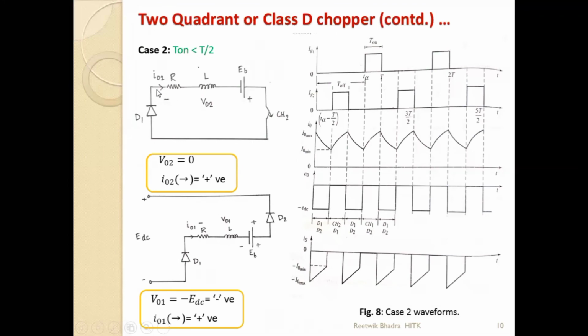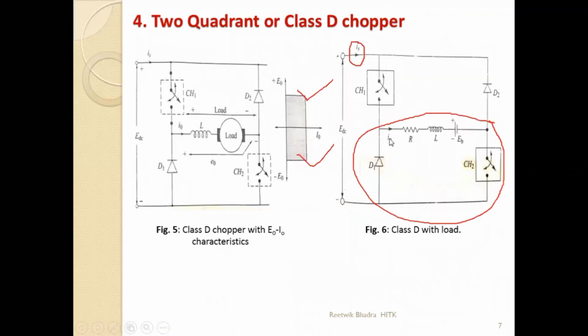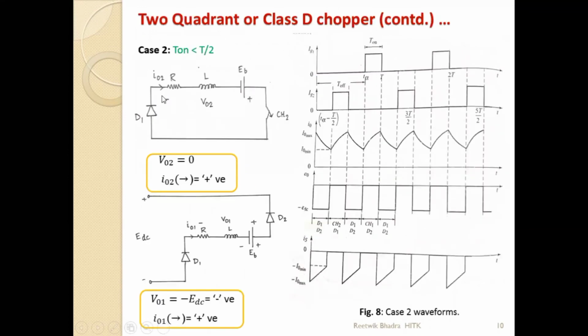Now current flows in which direction? From left to right. Again, if you compare I02 with I0, it is entering into the load only. So I02 over here is entering your load only. So this I02 is positive, and now the inductor is charging. During this region, inductor is charging I02.